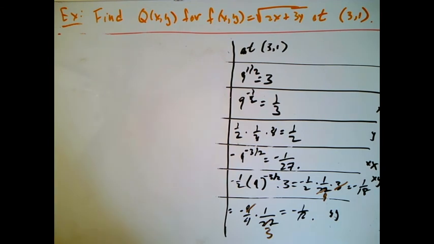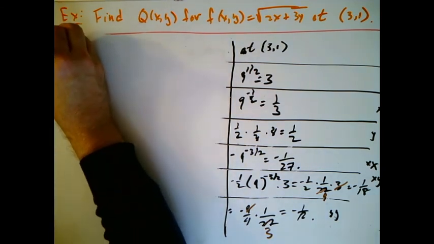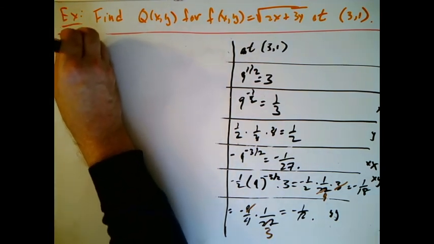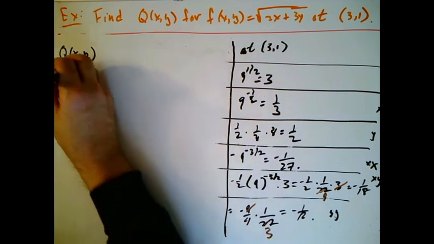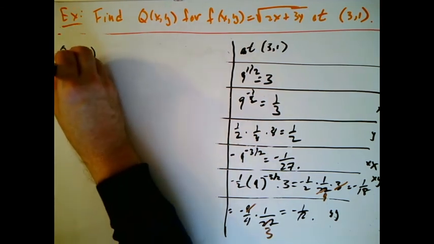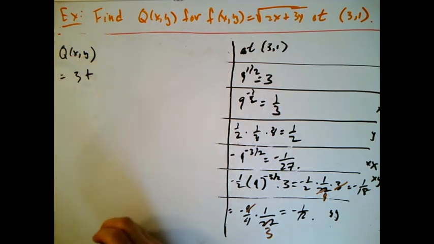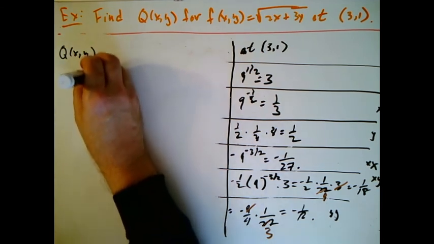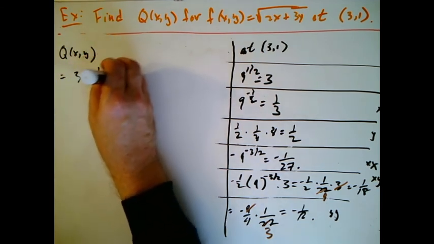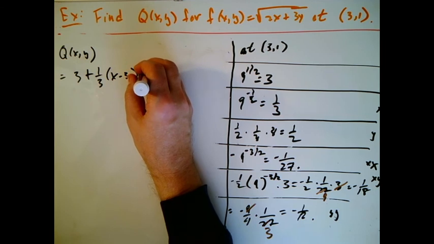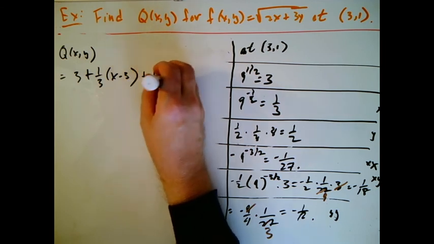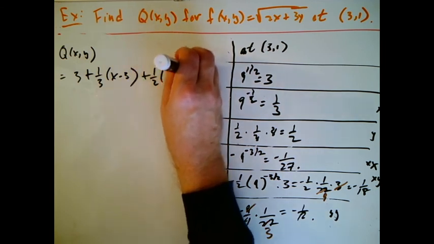And here we go. I'm just going to write down q of xy. I'm going to talk my way through it. This actually starts out like the tangent plane, right? So it should start out f of ab, which is 3. The next thing in the tangent plane is fx at ab, and so there's 1/3, and I should have my x minus 3. The tangent plane also has fy times y minus b, and so that's just going to be 1/2 times y minus b.